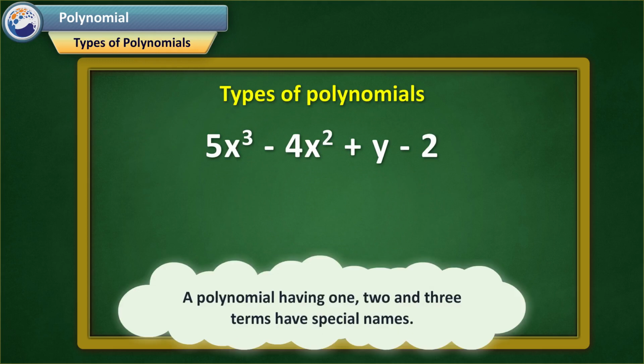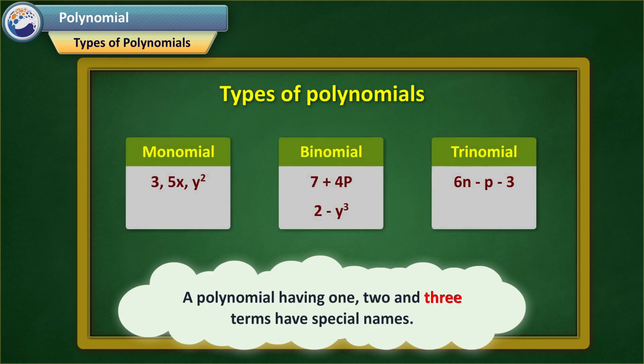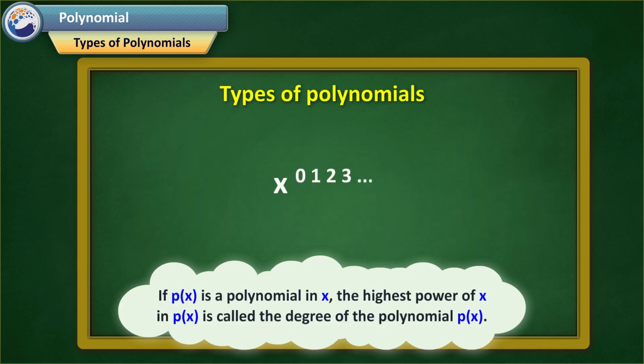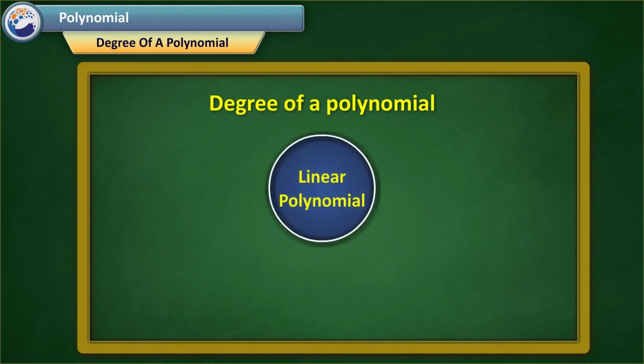Types of polynomials. Polynomials having 1, 2, and 3 terms have special names called monomial, binomial, and trinomial respectively. A polynomial having one term is called a monomial, having 2 terms is a binomial, and having 3 terms is called a trinomial. If p of x is a polynomial in x, the highest power of x in p of x is called the degree of the polynomial p of x.